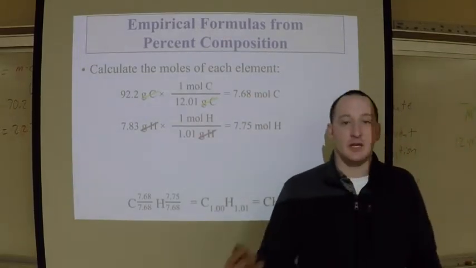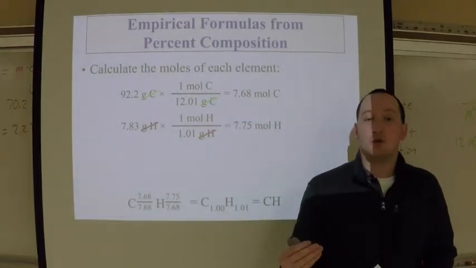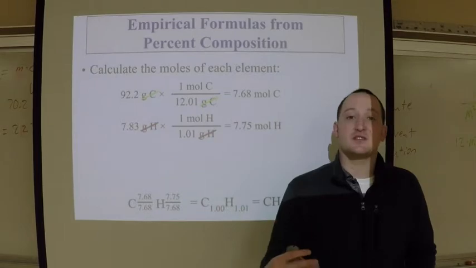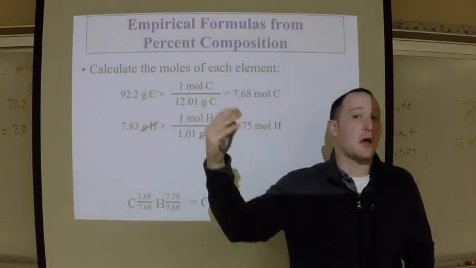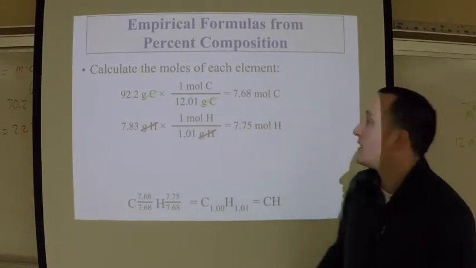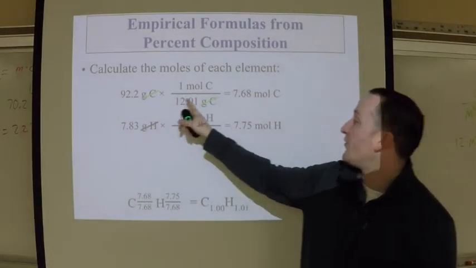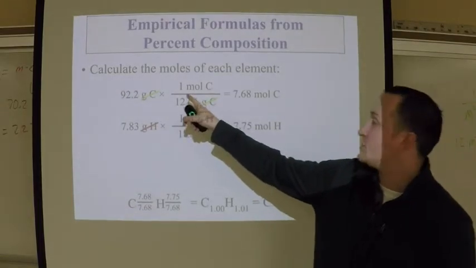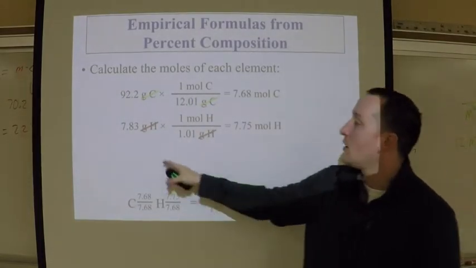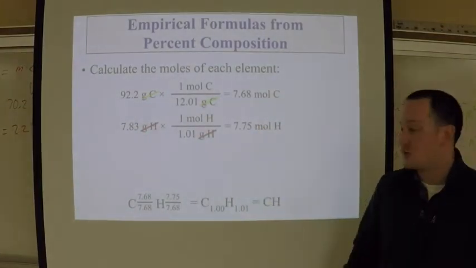So the first step in any empirical formula problem is find your mass. Okay, if you're given masses, great. If you're given percent composition, then you assume 100 grams so that you can get to mass. Then you're going to change to moles of each element. So I'm going to take my grams of carbon and divide by its molar mass, or use dimensional analysis to get my moles of carbon. Then I'm going to take my grams of hydrogen, divide by its molar mass to get moles of hydrogen.